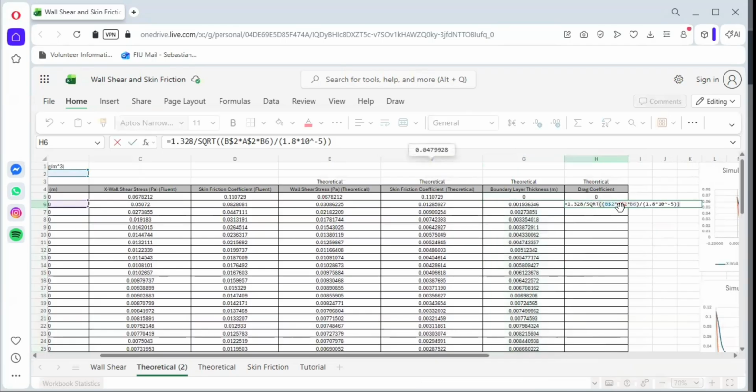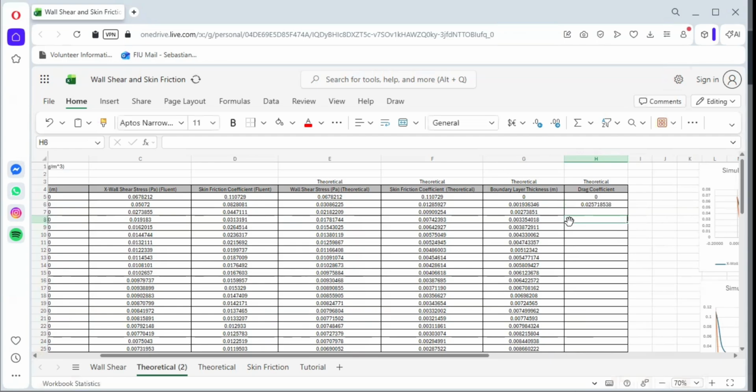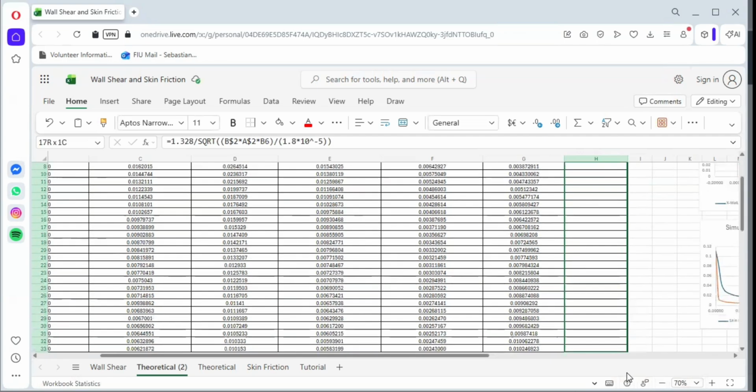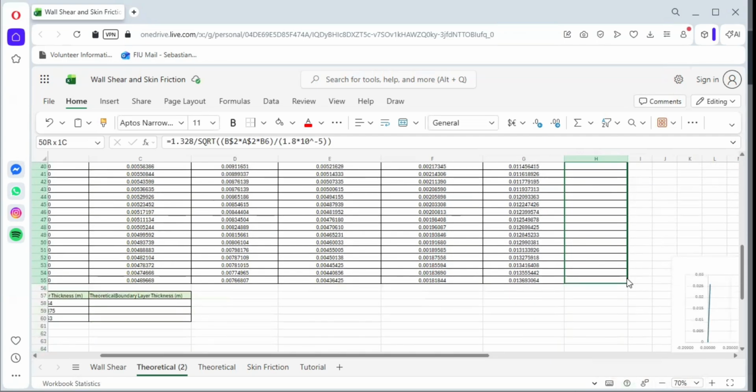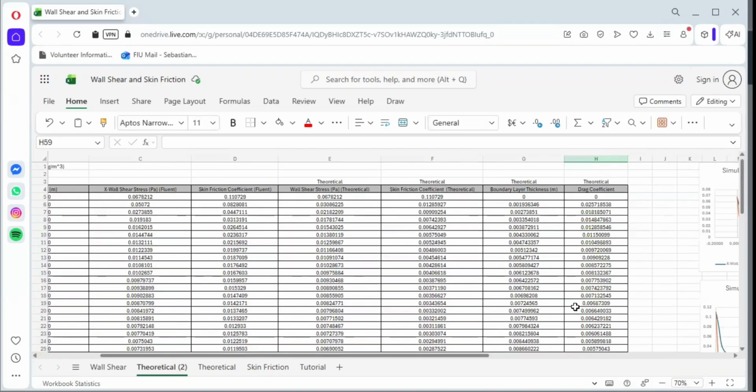And moving on to the drag coefficient, we have something pretty similar: 1.328 over the square root of the Reynolds number. And here we have it. We're going to drag that down. And the drag coefficient is also going to vary throughout the distance of the flat plate.